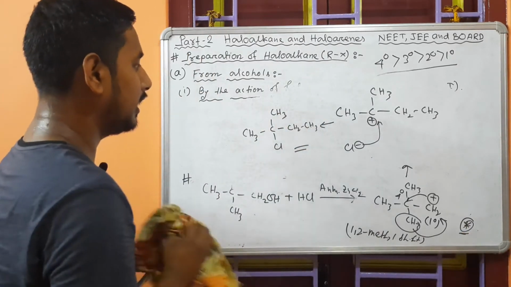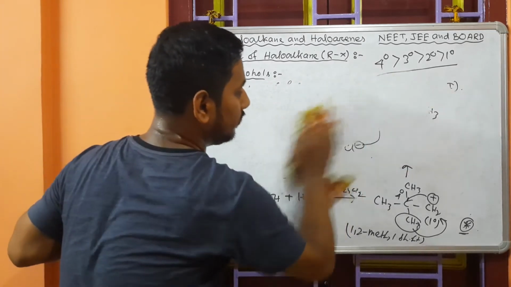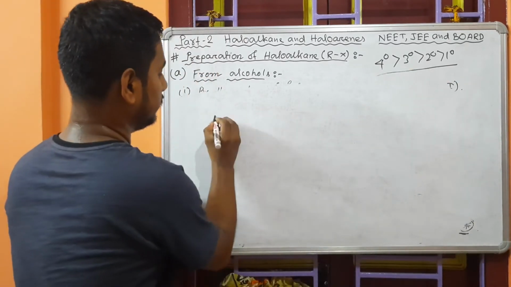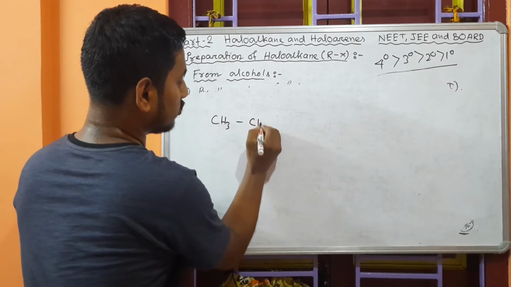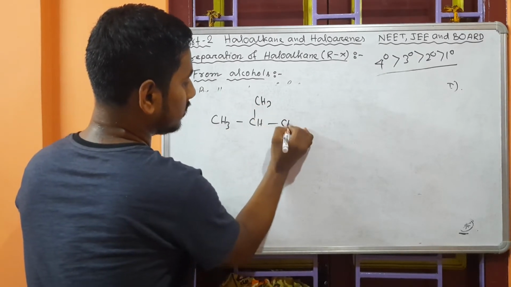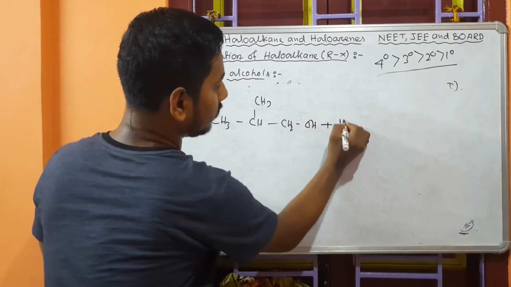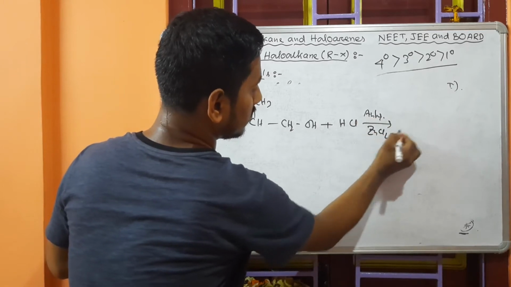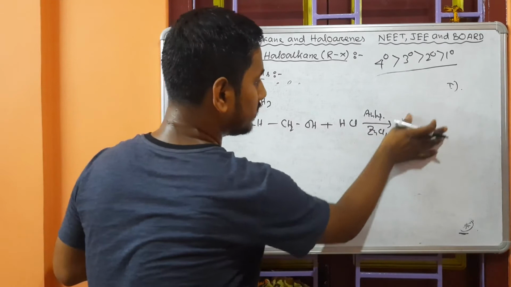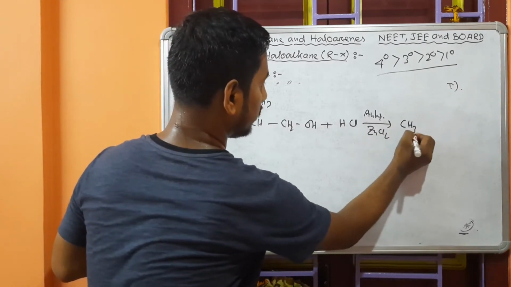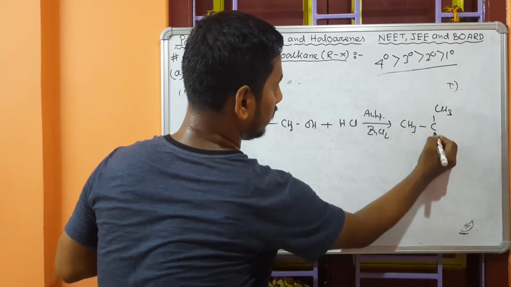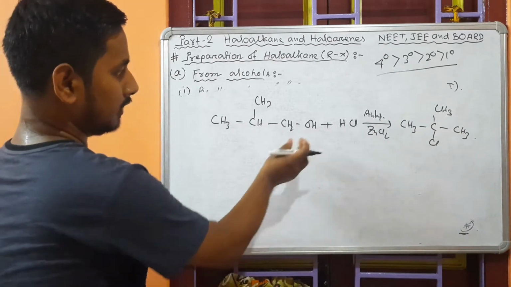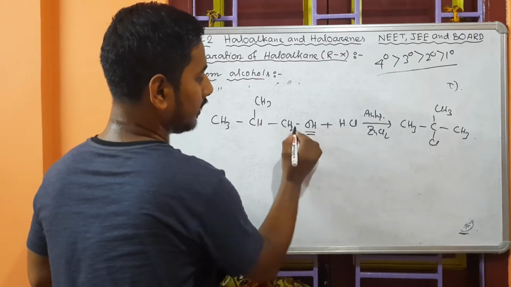Very similarly, say you have one question like that, say you have CH2OH, and you give HCl in presence of anhydrous ZnCl2, and what is the product? And here the product is CH3CH3Cl. This is the product. How? You might say the OH will be removed, then we get a Cl here.